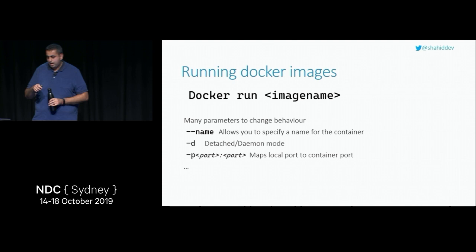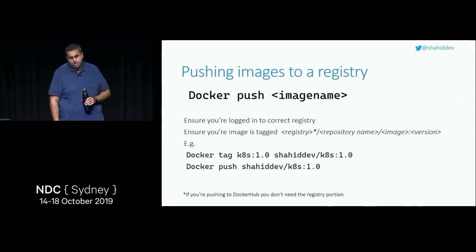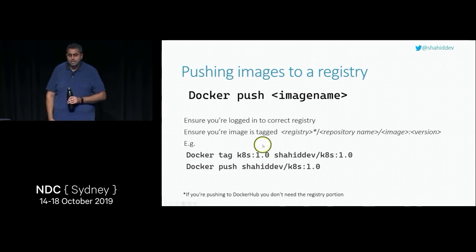Okay, so let's talk about registries. How do I push my images to a registry? With Docker, this is simply docker push, and then the name of the image. Now, it's not that straightforward, because depending on which registry you're pushing to, you often have to tag the registry, the name of the repository, then the image name, and then the version. So for example, here I'm re-tagging my local image to be the name of my repository on Docker Hub, and I'll talk about Docker Hub in a second, then the name of the actual image, then the version. Once I've done that, I can then push it to the registry. You have to make sure you're logged in and everything else, but you can do that all from the command line.